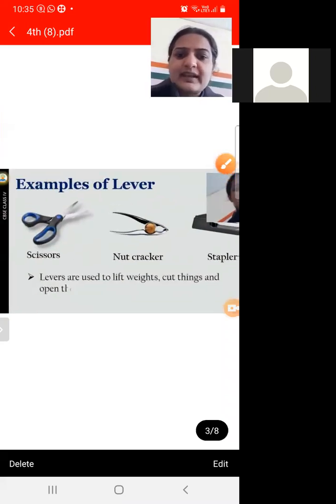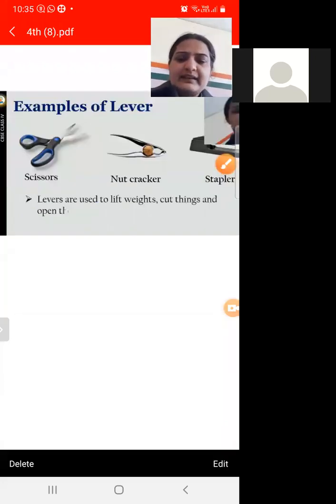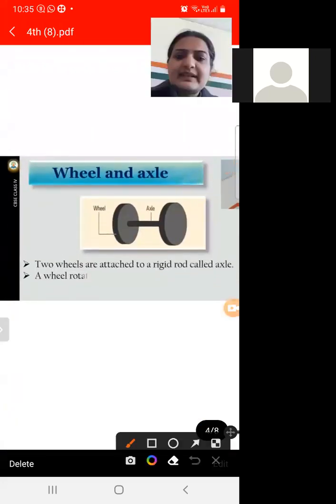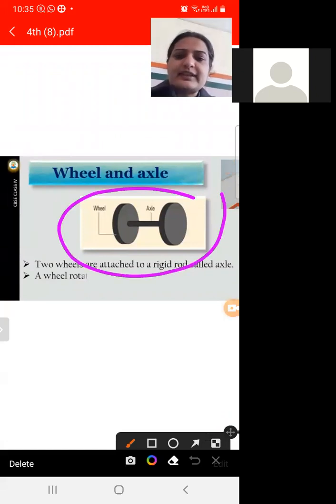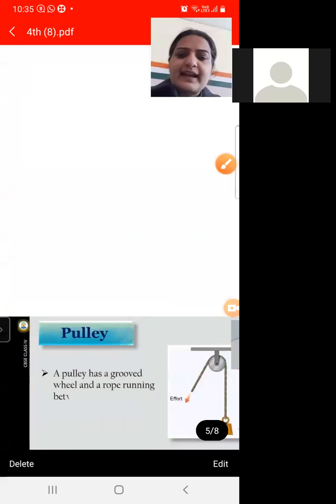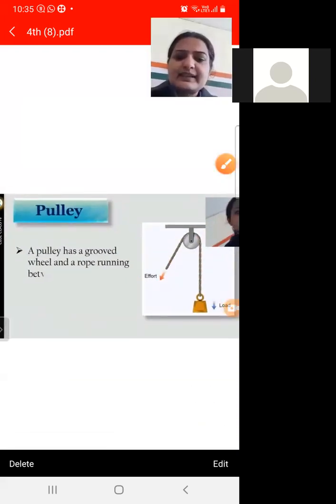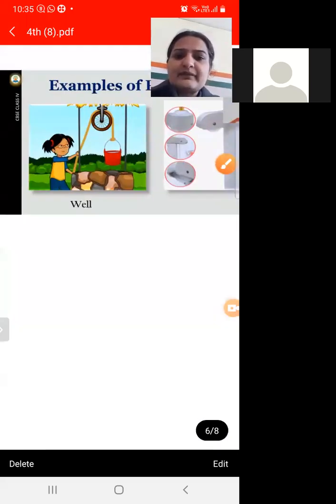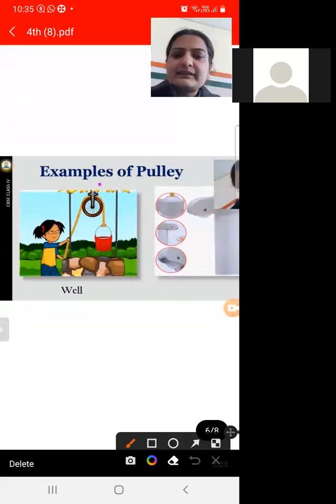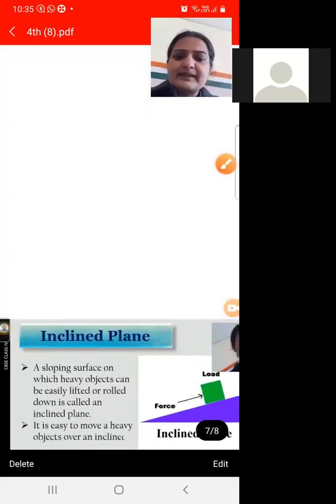And what are the examples of lever? Scissor, nutcracker, stapler. And next, what do you mean by wheel and axle? This is shown in the figure. This is our wheel and axle. And this is pulley. And what are the examples of pulley? This is used to lift water. So these are examples of pulley.